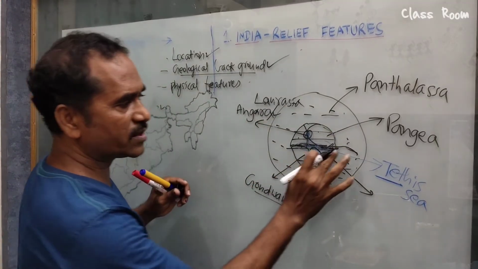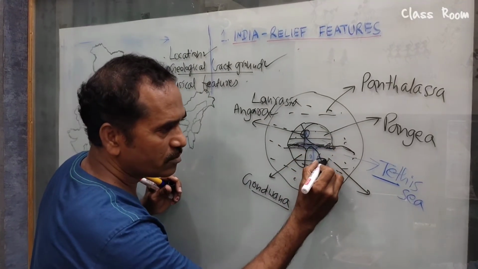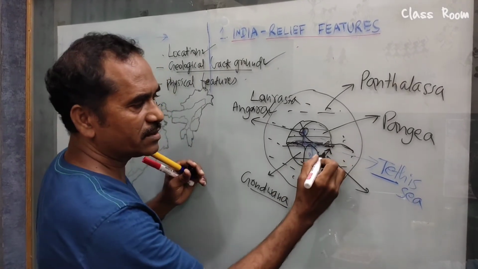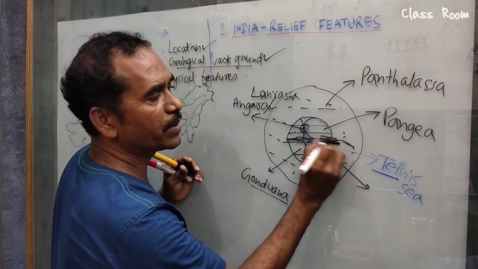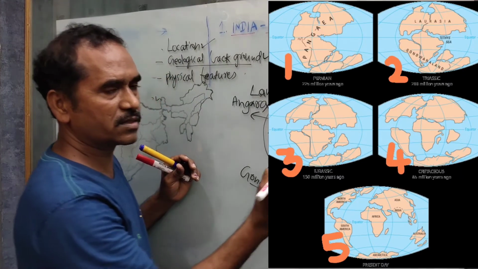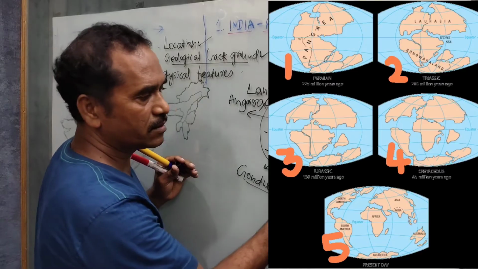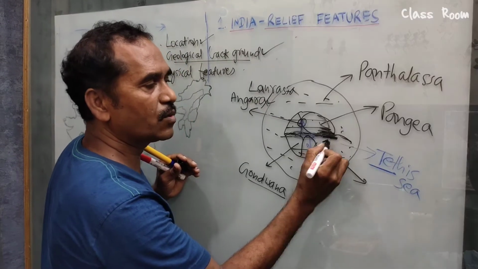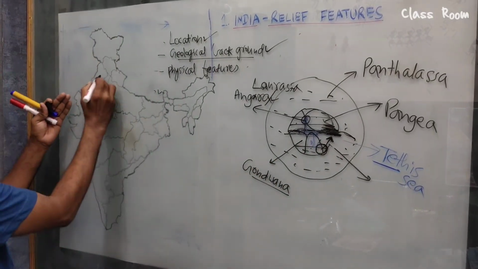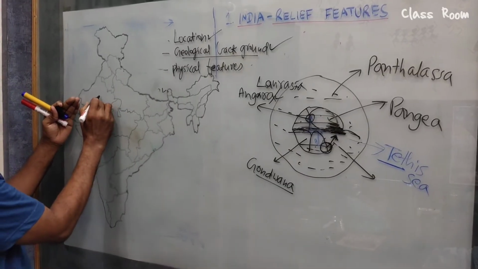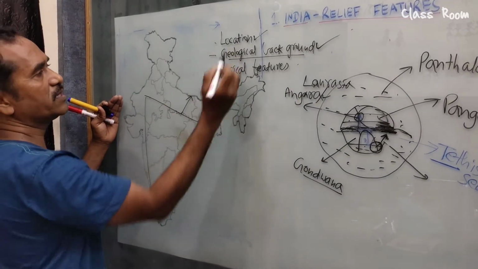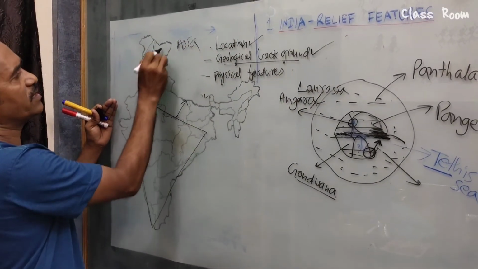This part. So after some time, what happened? This part moved towards the northeast direction, so that it collided with the Eurasian plate. See, this is Eurasia. So peninsular India, once part of Gondwana, moves towards the northeast direction and collided with Eurasia. So in result we see the Himalayas. Just see here. This part moved towards the northeast direction and collided with Asia. This part is Eurasia. So that we see here the Himalayas.